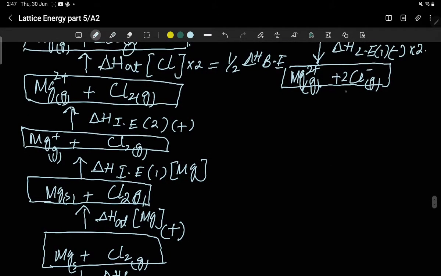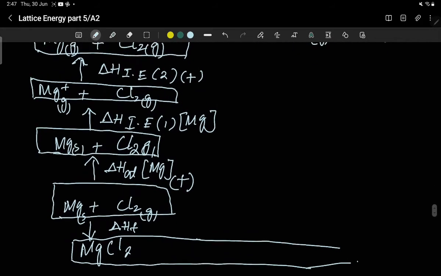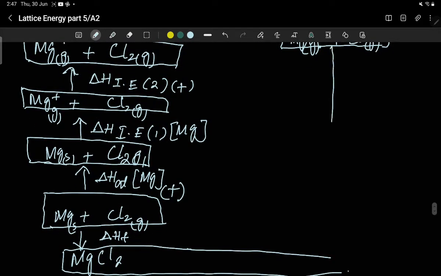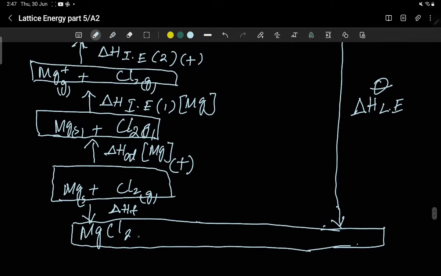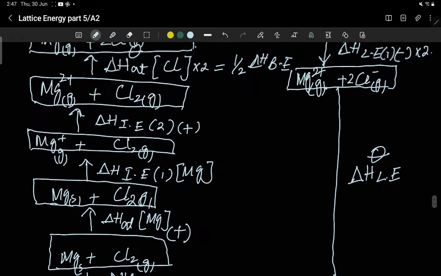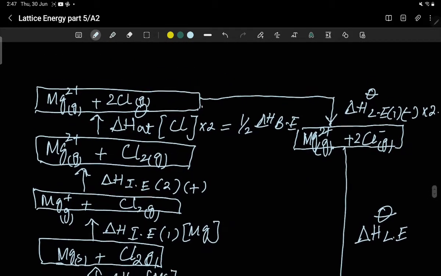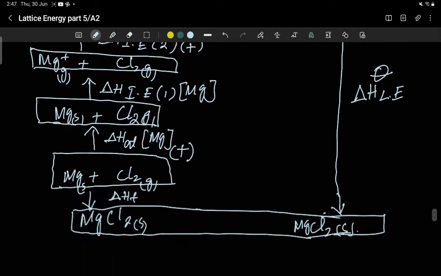Now magnesium ions and chloride ions react with each other to form magnesium chloride, and it involves delta H lattice energy. Solid. So this is how to construct the cycle for elements containing 2 positive ions.